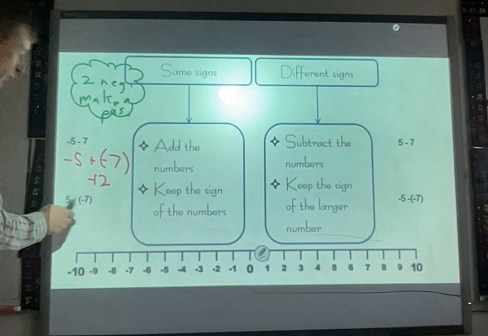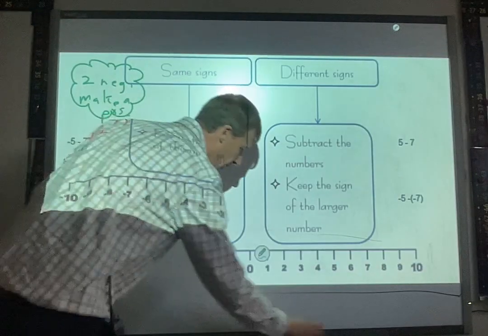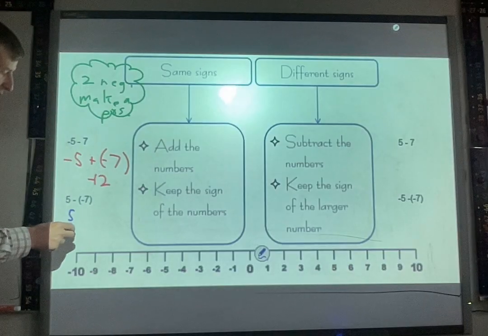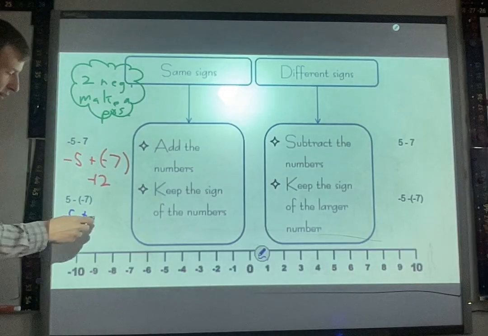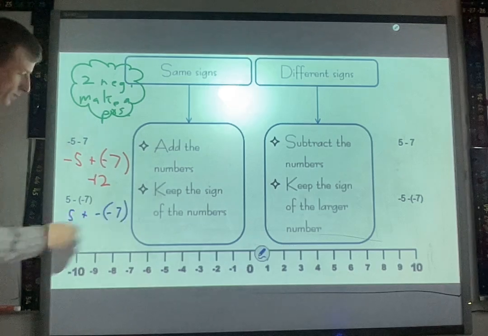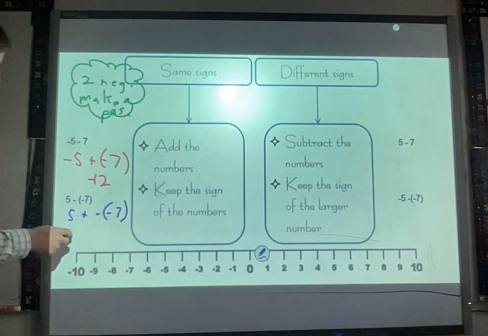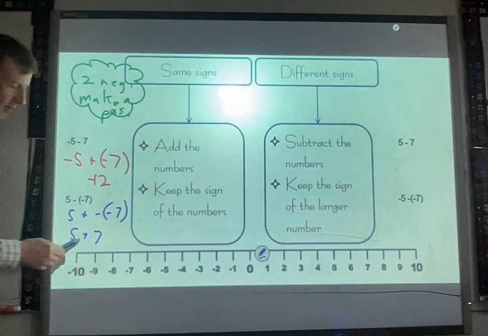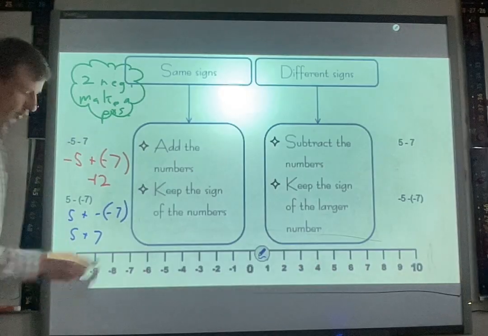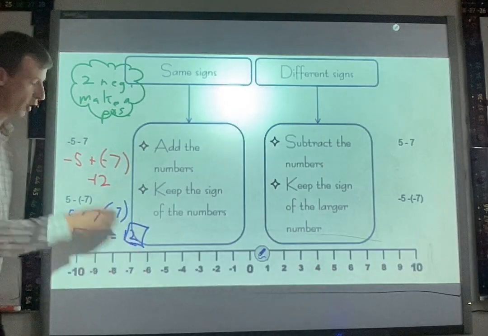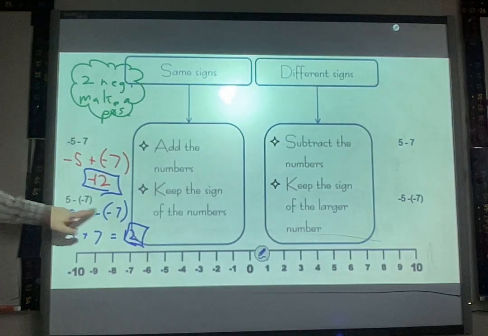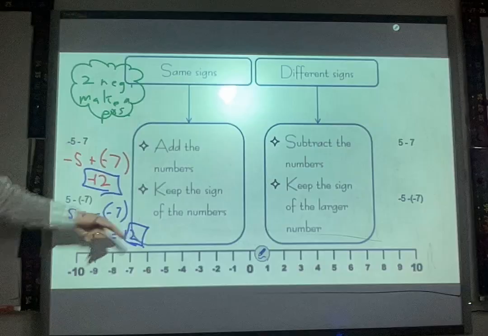So if you have 2 negatives in a row, that's going to become a positive. So 5 minus negative 7 changes to 5 plus negative 7. And 2 negatives in a row make a positive, so this becomes 5 plus 7. So if you see 2 negatives in a row, change those 2 negatives into a positive. So this turns into 5 plus 7. And 5 plus 7 you could have done that years ago, hopefully. Just boxing my answers right there. So when you see 2 negatives in a row, change that to a positive. 5 plus 7 equals 12.